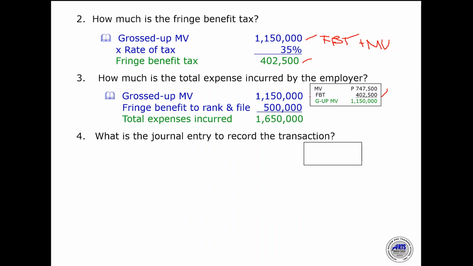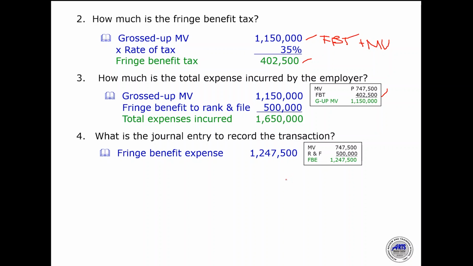Nako. Ito na. Gagamit tayo ng tatlong fringe benefit accounts. Una, fringe benefit expense, 1,247,500. What is the breakdown? Ito, hindi pa dito kasama yung tax. Because yung fringe benefit tax expense will be a separate account. Therefore, ano ito? This is composed of the monetary value and the fringe benefits to rank and file na 500,000. Yan ang total, 1,247,500. Okay na. Naintindihan na.